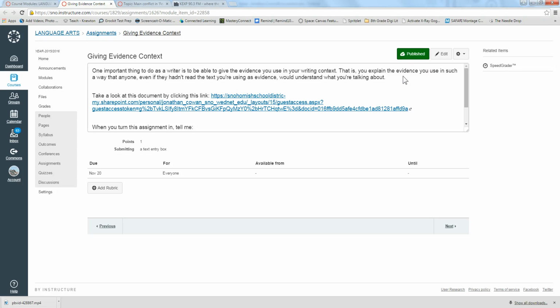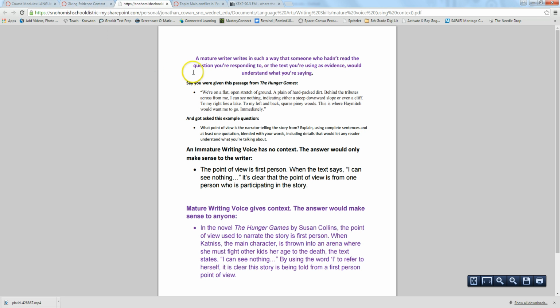So we're going to look at this document just to get an intro to this idea. I'm going to click this open and take a look, and we'll break this down together when it loads. Okay, so here we go. I'm going to start with this purple line up here. Here's what this line says: a mature writer writes in such a way that someone who hadn't read the question you're responding to, or the text that you're using as evidence, would understand what you're saying, that your writing can stand by itself and make sense to pretty much anybody.